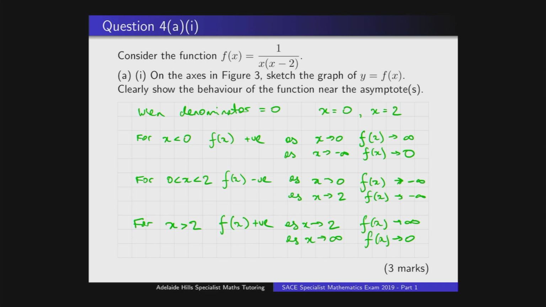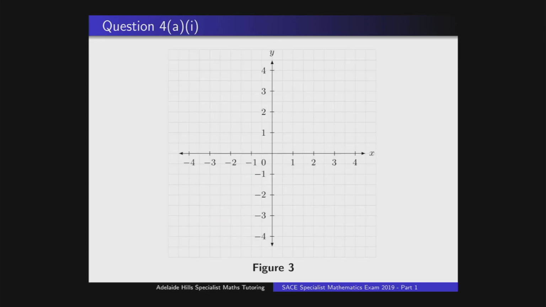Okay, so that's all the critical things. So we're ready to sketch this graph now. And so what I would do is I would put a dashed line here on the asymptote at x equals 2.